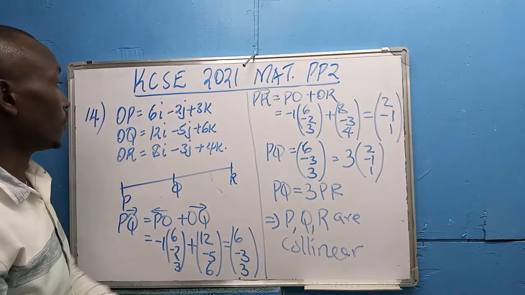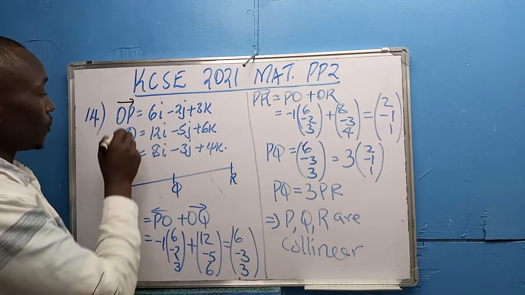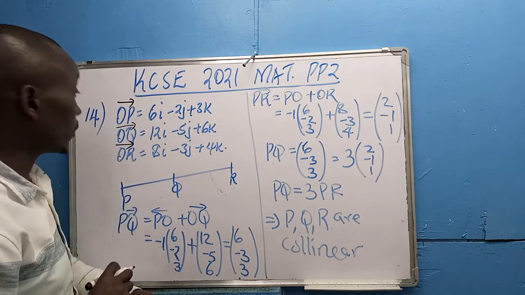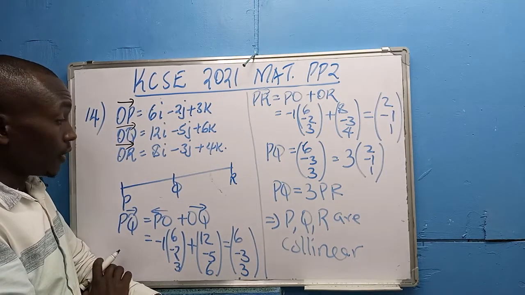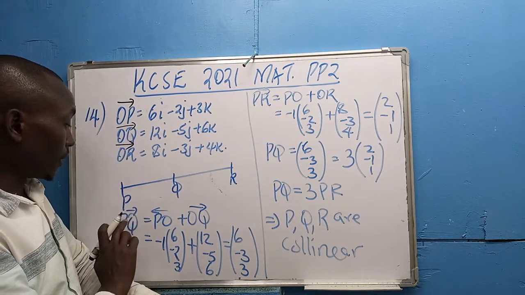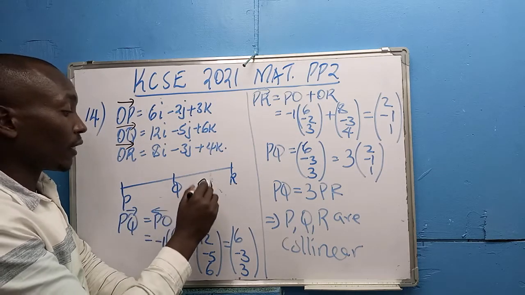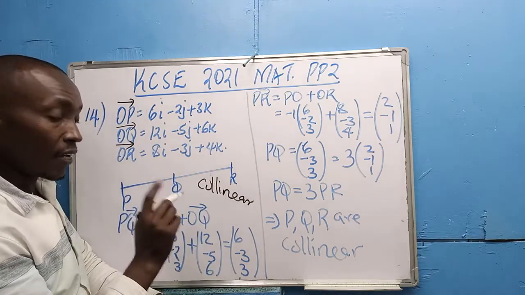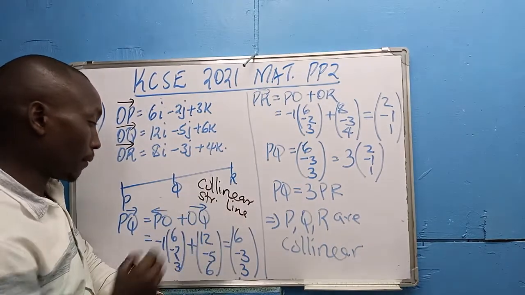Question number 14, you're given the position vector OP. You're also given the position vector OQ. You're also given the position vector OR, just like I have given. The student was expected to show that the points P, Q, and R are collinear. That means they lie on a straight line. They are on a straight line.